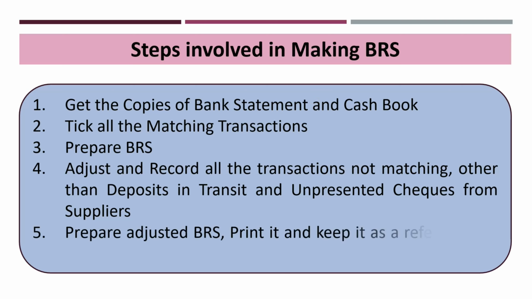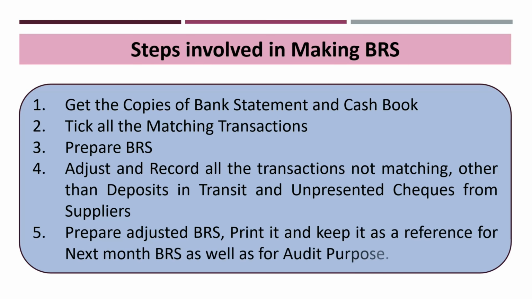Then prepare the adjusted bank reconciliation statement, print it and keep it as a reference for the next month's bank reconciliation statement, as well as for audit purposes. Because when you prepare the next month's bank reconciliation statement, you will find these unpresented checks and deposits in transit there, but you will not record them again because you have already recorded them in the previous month. So no need to record this again, but the previous bank reconciliation will help you to see those transactions.